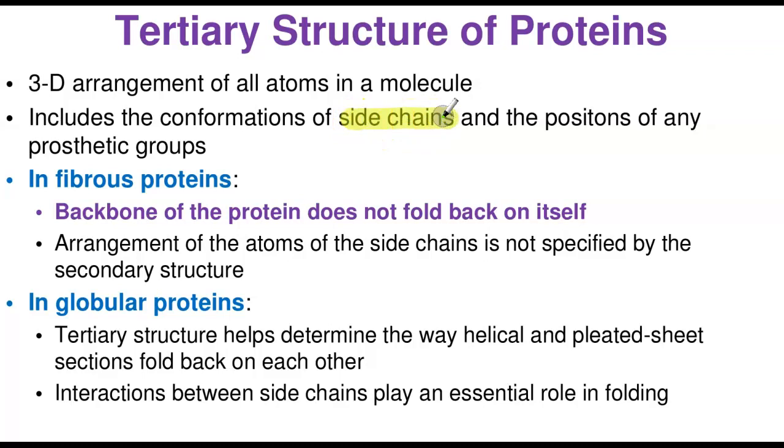Remember, the primary structure is held together by what? Peptide bonds. The secondary structure is stabilized by hydrogen bonding. The tertiary structure includes every other bond, including all the bonds in the side chains, depending on the identity of the amino acid. And that also includes what we call the prosthetic groups.